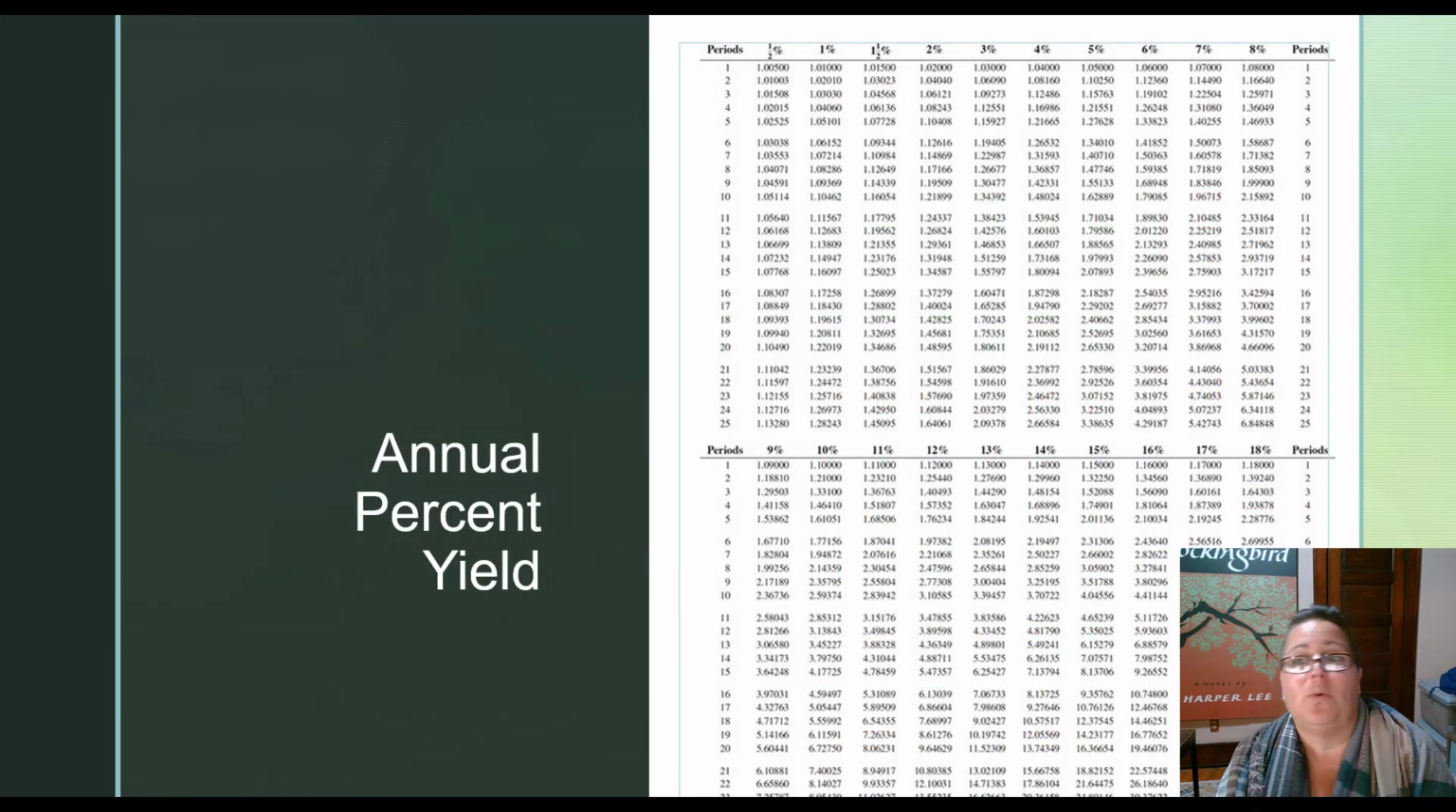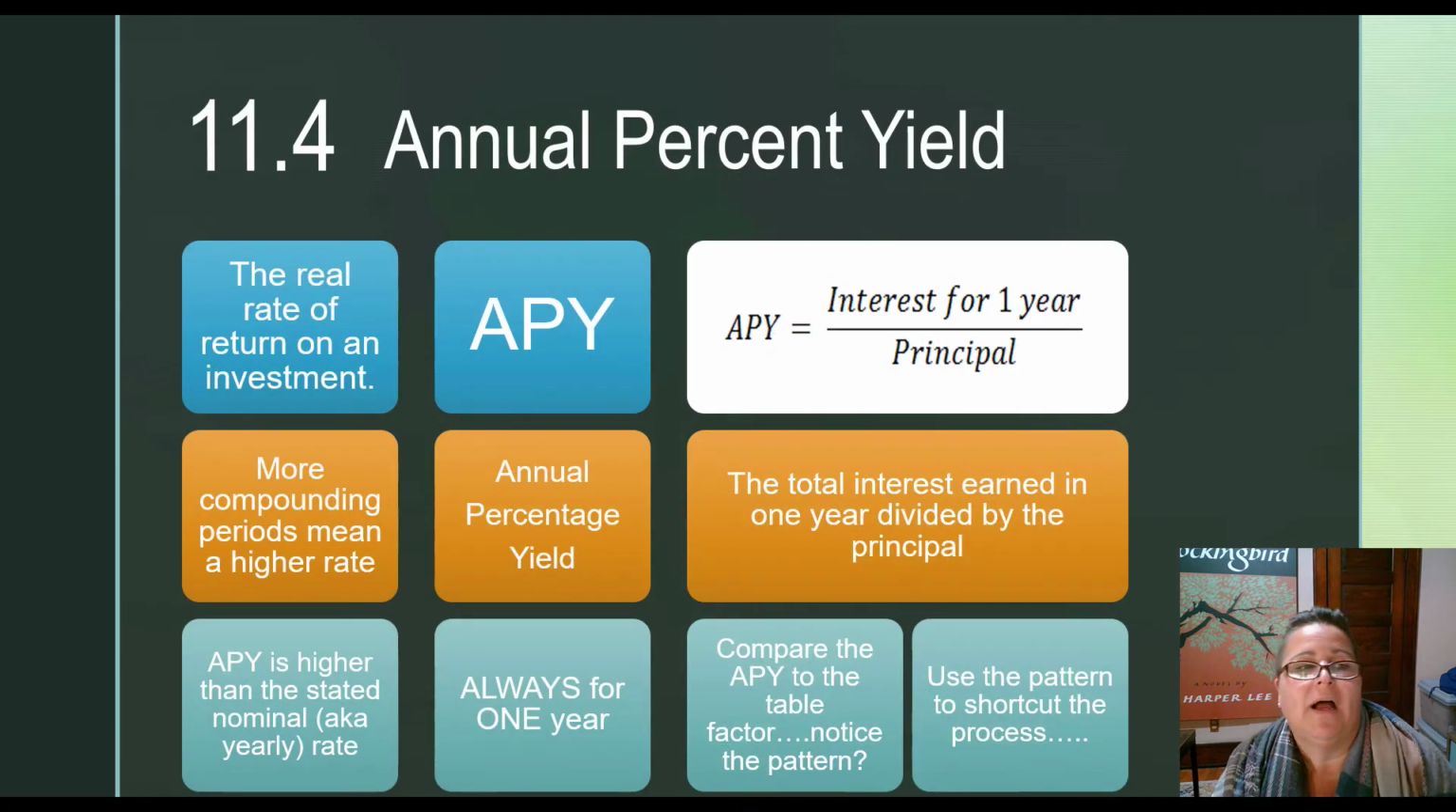Section 11.4 is annual percent yield, or APY. APY is the real rate of return on an investment. It is calculated by taking the interest for a single year and dividing it by the principal. It is worth noting that the more compounding periods you have, the actual higher interest rate you're dealing with. Annual percentage yield takes 1 year's interest, just one. It's always 1 year, and divides it by the principal amount of the loan.